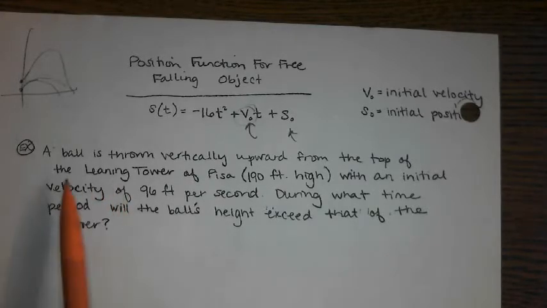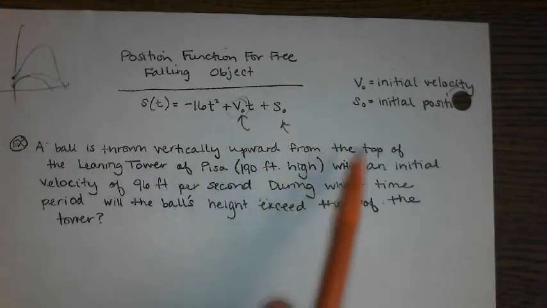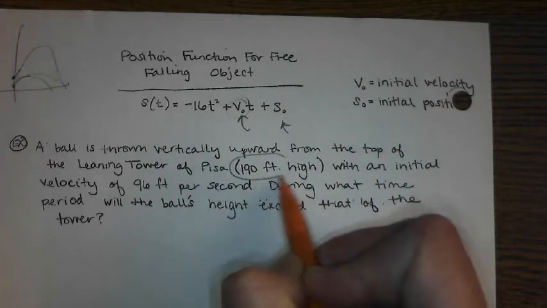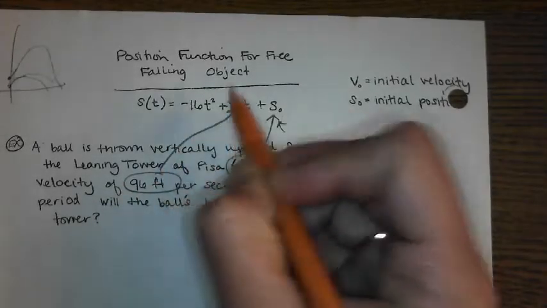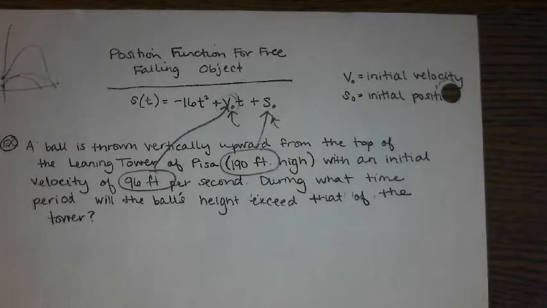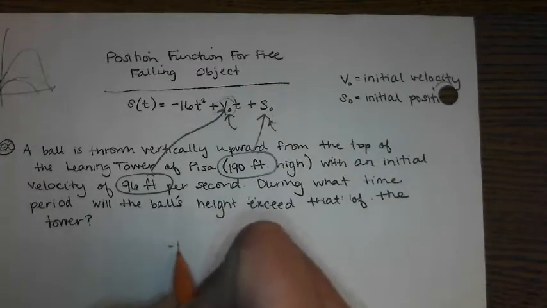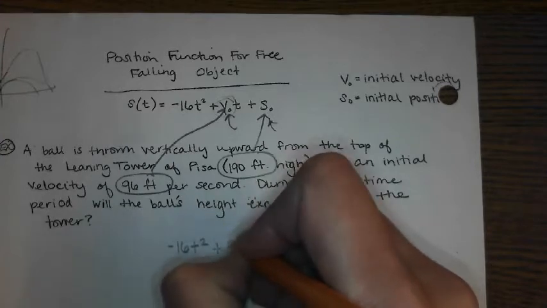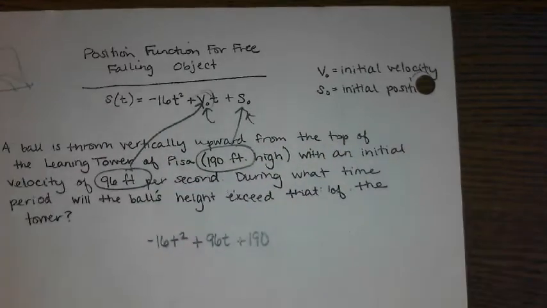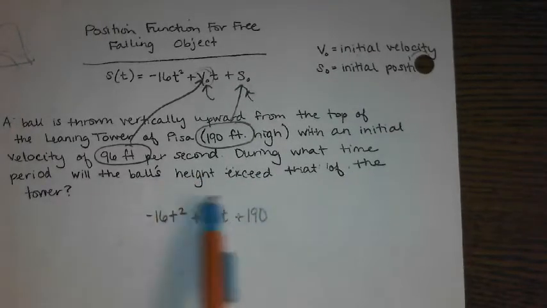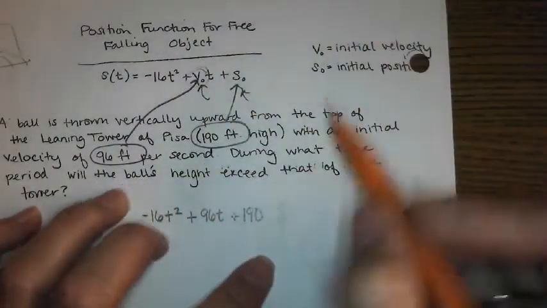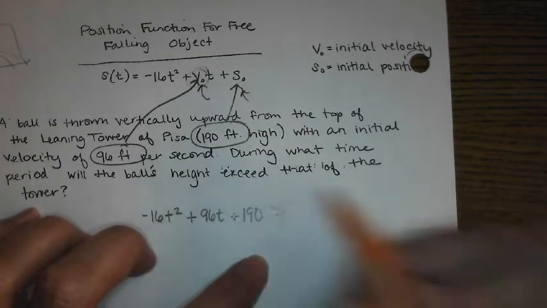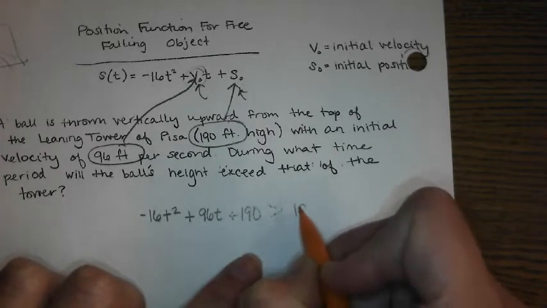Okay, so this particular problem paints this picture: a ball is thrown vertically upward from the top of the Leaning Tower of Pisa, 190 feet high, that's your s sub 0, with an initial velocity of 96 feet per second, that's your initial velocity. During what time period will the ball's height exceed that of the tower? First of all, our formula is negative 16t squared plus 96t plus 190. That's demonstrating the actual height of the object. We are looking for when that will exceed, and exceed means be greater than, right? The height of the tower, which is 190.